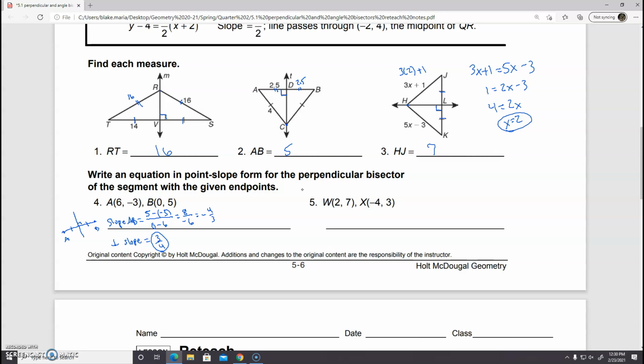There's my slope. Now how do we deal with the bisector? Well, remember for point slope form, you need a point and a slope. We don't want to use these points because those aren't on my perpendicular bisector line. We need a point that's bisecting. We need a midpoint. So let's find our midpoint of AB.